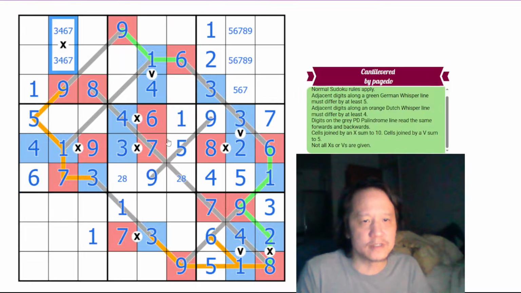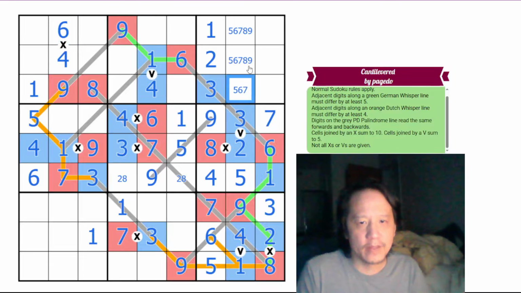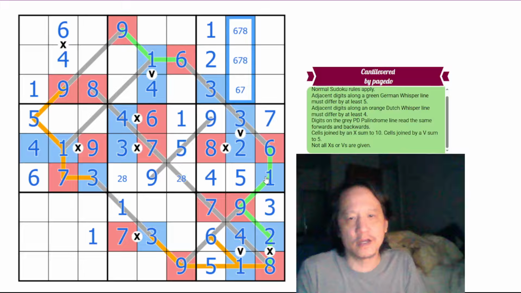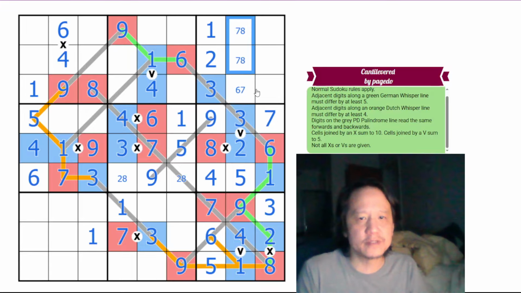This 7 means this can't be 3 or 7 as a pair, adding up to 10. So this can't be 6 because of the 6 in the row. So this is 4, which makes that 6. These can't be 5 or 9. This can't be 6 or 6. So this has to be 6 here because there's no other place for it in the column.